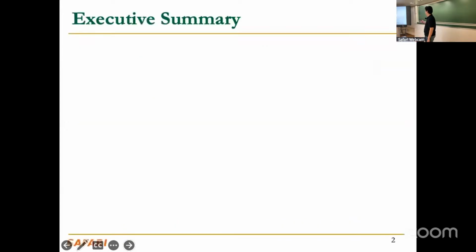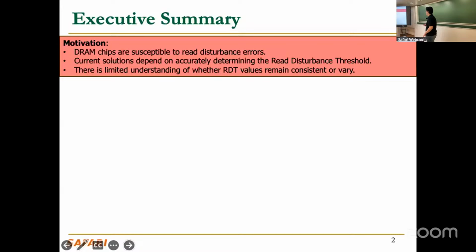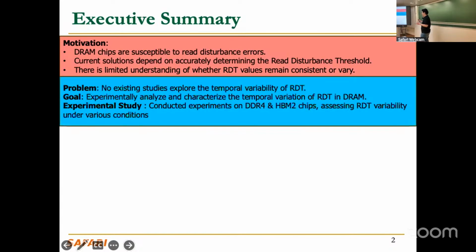So let's start. I'd like to start with an executive summary of this paper. The motivation was that current solutions all depend on accurately determining these disturbance thresholds, and DRAM chips are currently also susceptible to disturbance errors. The problem here was that no existing studies explore the temporal variation of these threshold values. So the goal of this study was to experimentally analyze and characterize the temporal variations of the read disturbance threshold in DRAM via an experimental setup where they tested different DDR4 as well as HBM2 chips under various conditions.